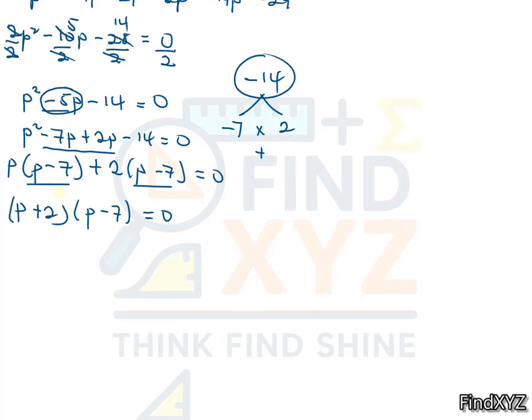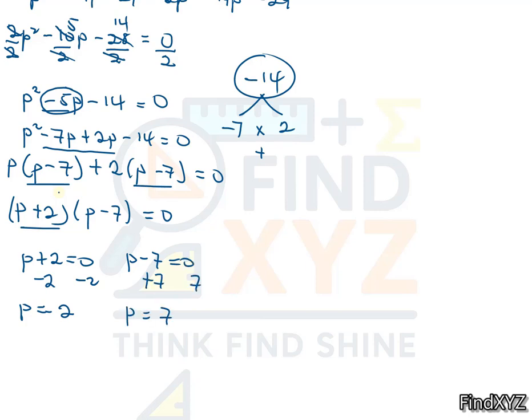So what I'll do is that it's either this is 0, so p plus 2 is equal to 0. I can subtract 2 from both sides, so I have p being equal to negative 2. Or p minus 7 is equal to 0. I can add 7 to both sides, then p will be equal to 7. But take note, we have two values for p. Which of them are we supposed to pick? Because we are dealing with the sides of a triangle. The side of a triangle cannot be negative, and the side of a triangle cannot be 0.